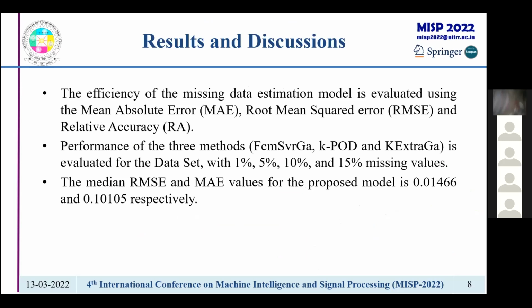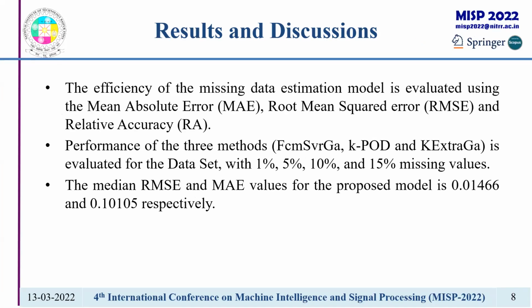Here are the results and discussions. The efficiency of the missing data estimation model is evaluated using the mean absolute error, root mean squared error, and relative accuracy on different missing value ratios like 1%, 5%, 10%, 50%, and also compared with the FCM support vector regression model and the K-pod algorithm. And we find that the median RMSE and MAE values for the proposed model are 0.01466 and 0.10105 respectively.